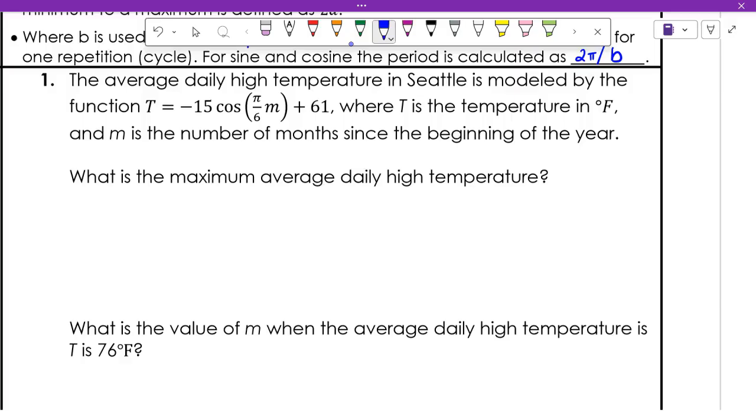So reading the question, what is the maximum average daily high temperature? Let's go back into the question and see. It says that the average daily high temperature is modeled by the function. So that tells me that the outputs of that equation are the average daily high temperatures. Okay, so now I need to find the maximum average daily high temperature. So let's think about that. I need to find the highest output.